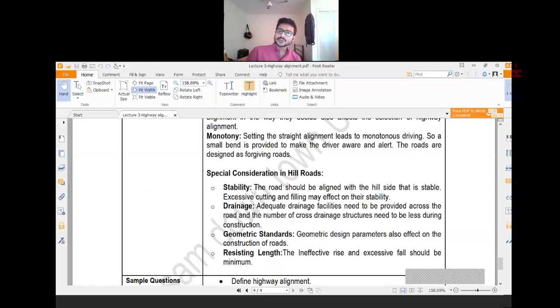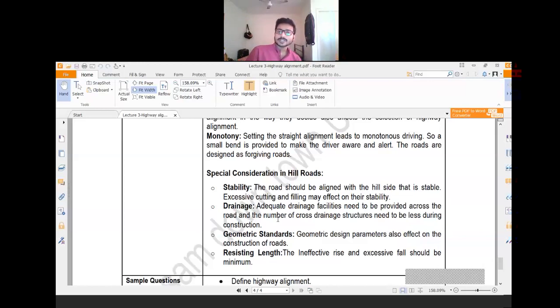Another thing is drainage. Adequate drainage facilities need to be provided because in hilly areas the rainfall is generally very high. So you need to provide adequate drainage facilities so that all the surface water can be drained off easily. If water accumulates over the road, it will damage the road. So it is always advisable to construct adequate and effective drainage facilities so that all the surface water can be drained off very easily.